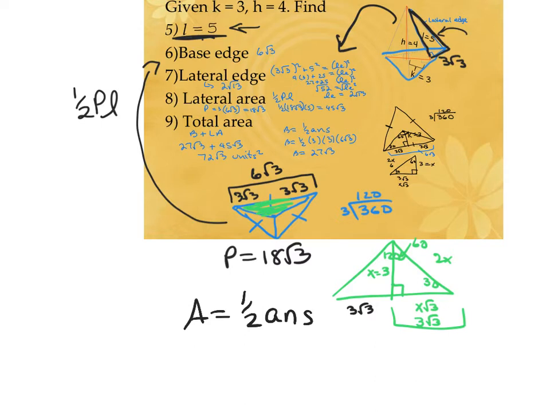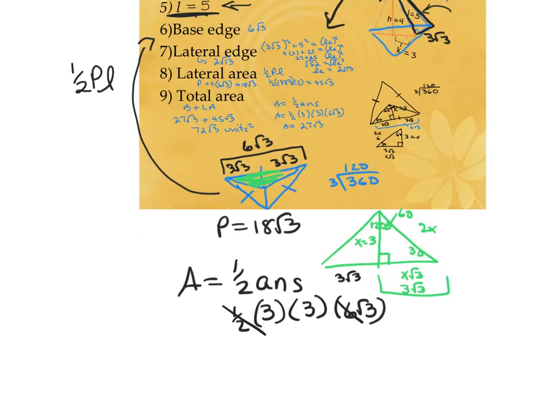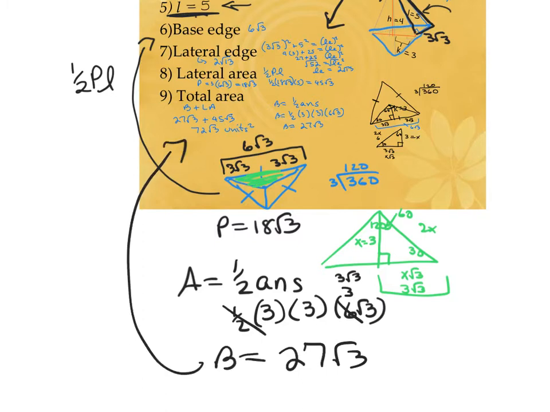But in this case, because I already know the apothem and it's 3, and I know that the number of sides in a triangle is 3, and that the side length is 6 square root 3, it's easier to use this formula. So I could take 1/2 of 6, and now just multiply 3 times 3 times 3, and that's my base area, and then I'll add it to the lateral area and get 17 square root 3. Again, the pyramids are definitely more difficult.